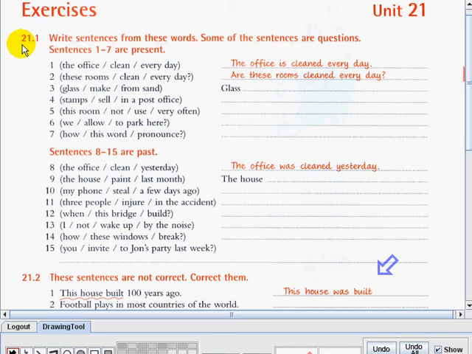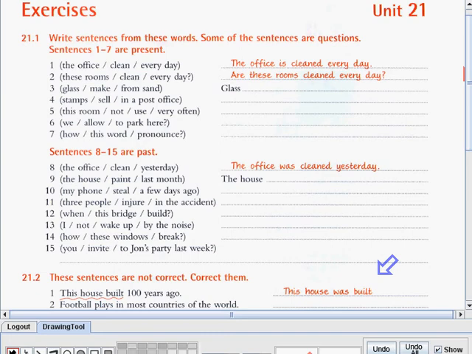Exercise 21.1. Write sentences from these words. Some of the sentences are questions. Sentences 1 to 7 are present. It means we have to make them in present passive form. Alright? All of these sentences can be a question, or they can be a statement.